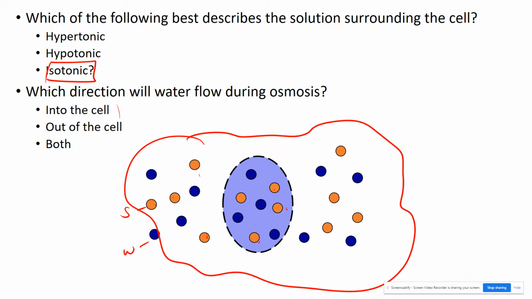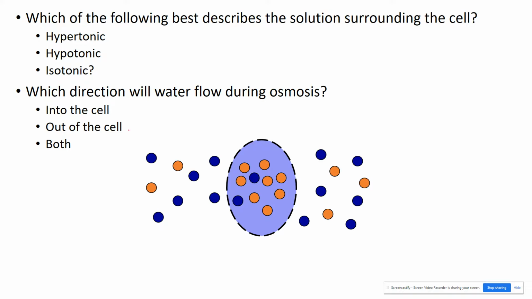Okay. So which direction will water flow? Well, let's say water goes in. Well, that's going to make it a little bit crowded. So maybe some water then goes out to even it out again. Okay. So in an isotonic solution, water is going to flow both in and out. Kind of at an even rate.